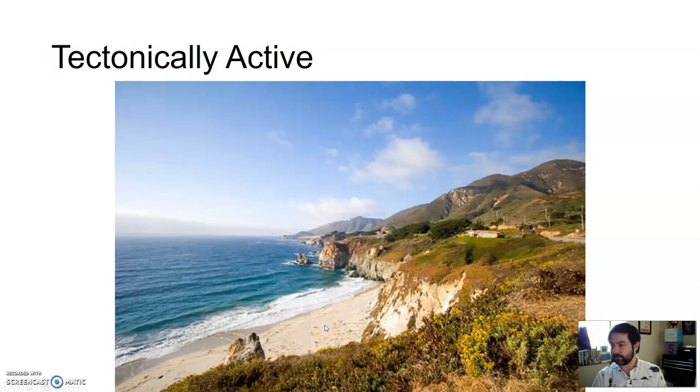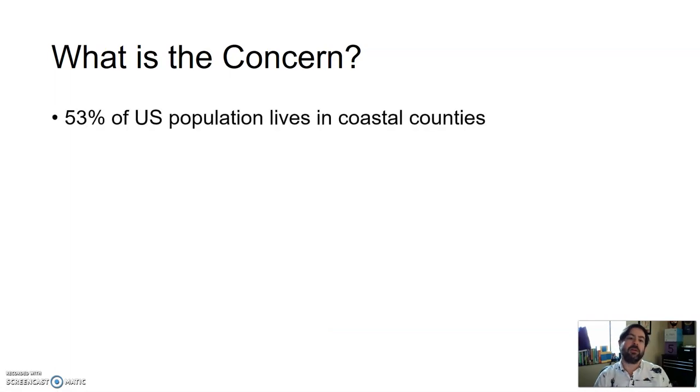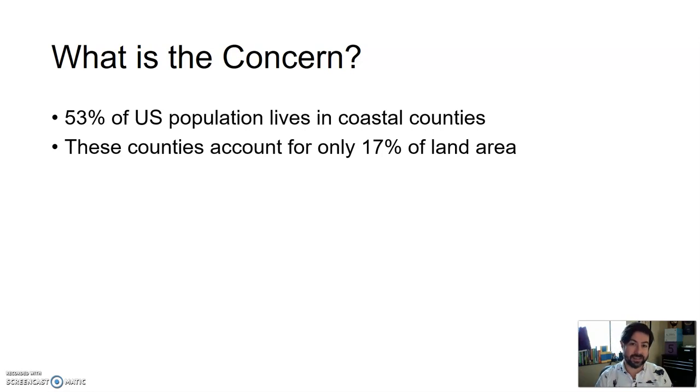So what's the concern? What's the big whoop here? So why is this a hazard? Well, 53% of the U.S. population lives in coastal counties. That's a county that touches the coast in some way, shape, or form. These counties account for about 17% of the total U.S. land area. So more than half of the U.S. lives right on the coasts, wherever that may be.